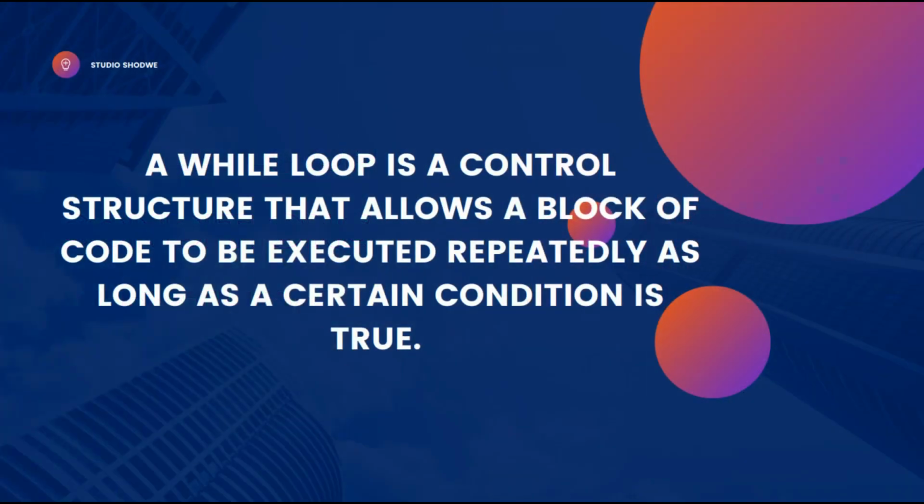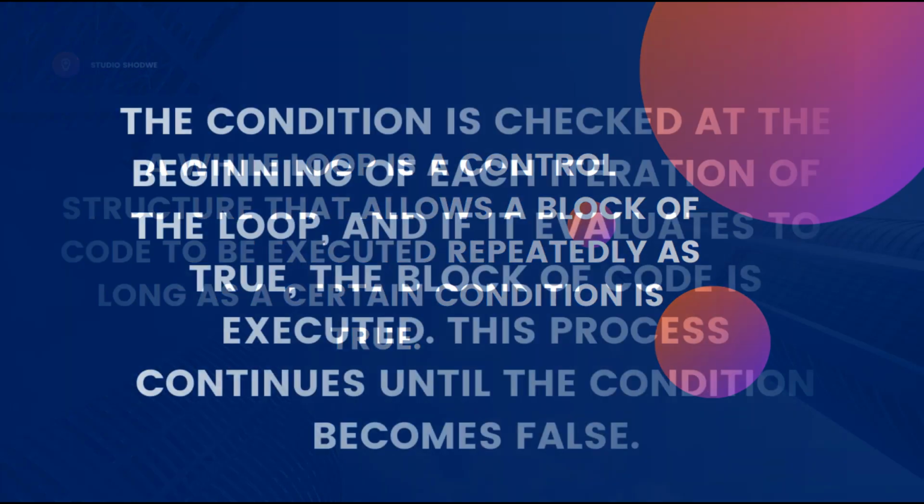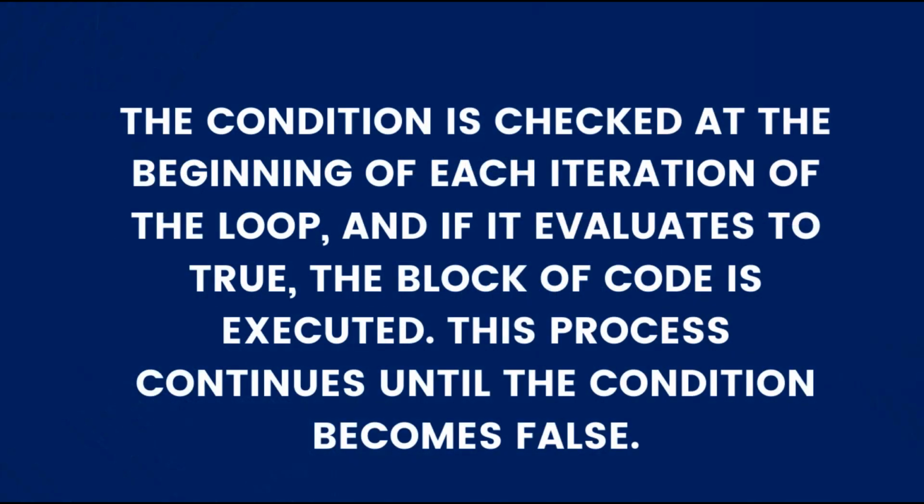Now, in programming, a while loop is a control structure that allows a block of code to be executed repeatedly as long as a certain condition is true. The condition is checked at the beginning of each iteration of each loop. That is when the condition is checked. And if it evaluates to true, then the block of code is executed. So the process continues until the condition becomes false.